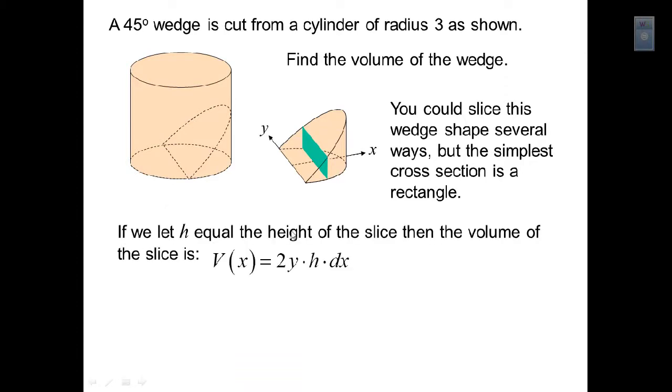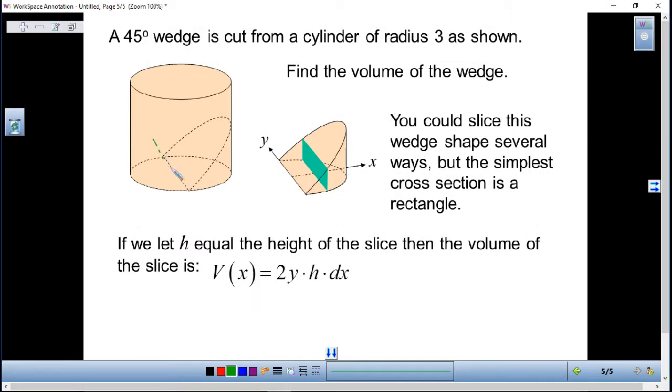Now, if we let h equal the height of the slice, then the volume of the slice is V of x equals 2yh dx. So this is the height, and how did we get 2y? Well, if you remember, we're defining over here the center of that circle as the origin. That means that we go y in this direction and we go y in this direction. Well, if you add this value plus that value, that's where you get the 2y.